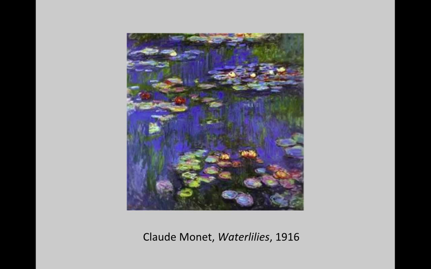Here with Claude Monet's Water Lilies, dominantly, it's an analogous scheme. Now, there are a few reds thrown in there, a few yellows, but overall, we're really taken in by the greens, blue-greens, blues, and blue-violets. So dominantly an analogous color scheme. And you can see how it's very restful for your eye, very peaceful.